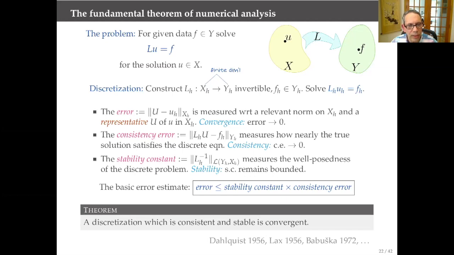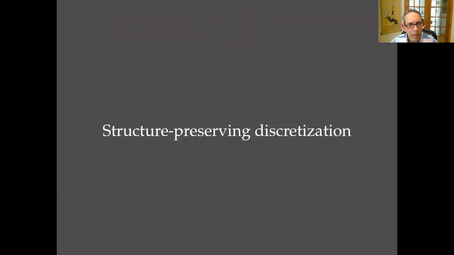So here's a quiz, and I'll give you the answer in the question period. Was the Sleipner A failure due to inconsistency or instability? We know it must be one or the other. Okay. That brings me to the end of the first half of my talk.